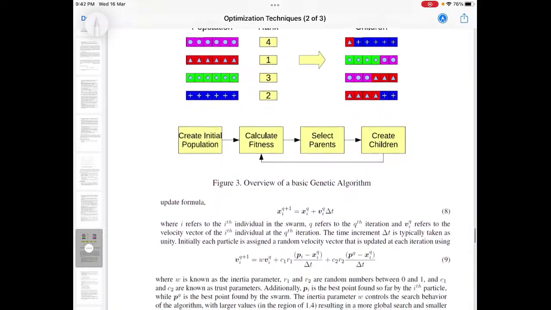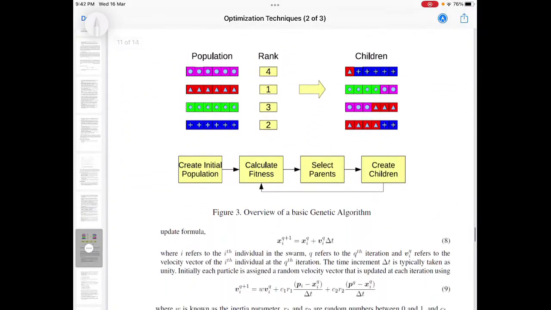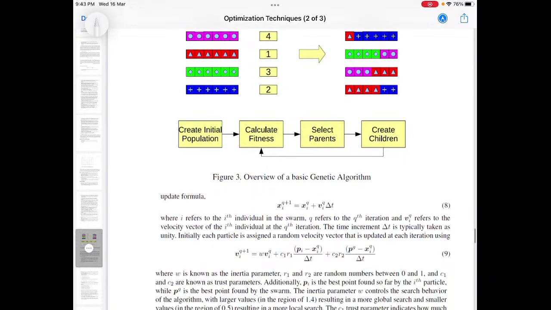And how can we show this in a mathematical expression? Using the update formula, x_i^(q+1) = x_i^q + v_i^q Δt, where i refers to the ith individual in the swarm, q refers to the qth iteration, and v_i^q refers to the velocity vector of the ith individual at the qth iteration.